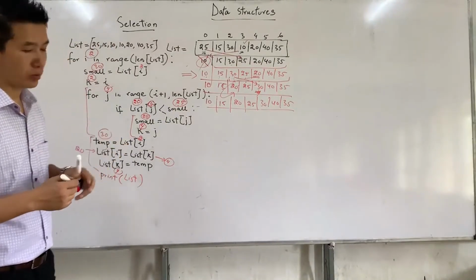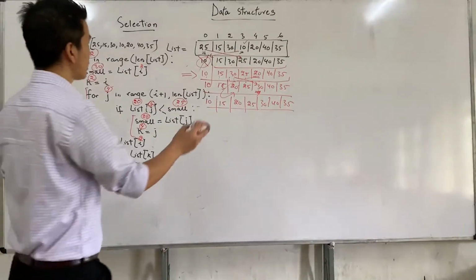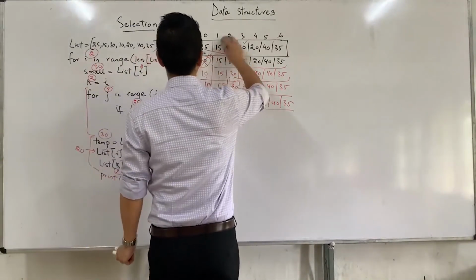Now let's move on to the next one. The next one is the bubble sort, which should be pretty simple.